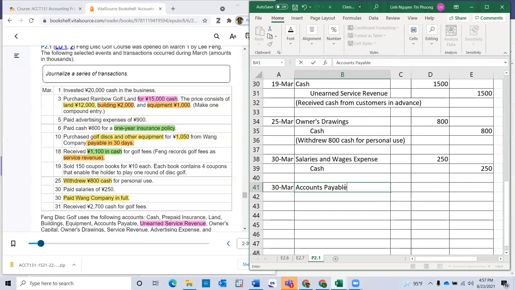Now, accounts payable is a liability account. When a liability account decreases, we debit. So debit 1,050. And because we pay cash, our cash will decrease by 1,050, so we indent to the right. And here we will write: pay One Company in full.